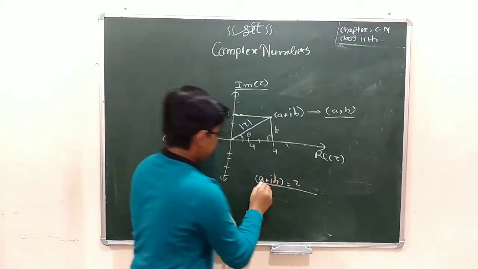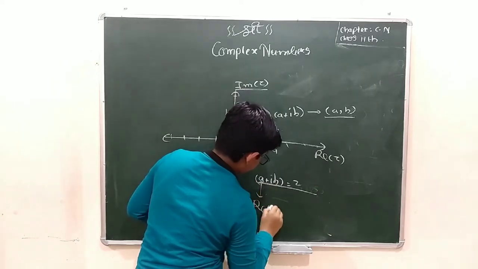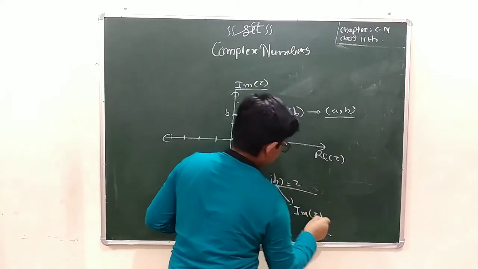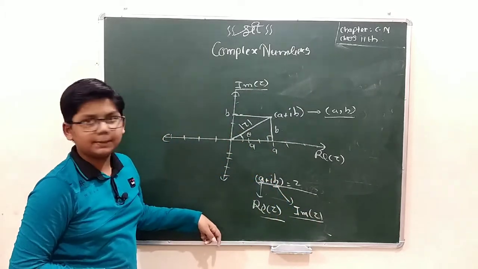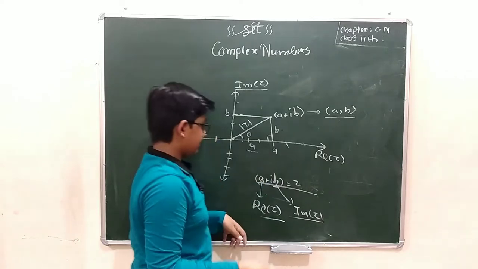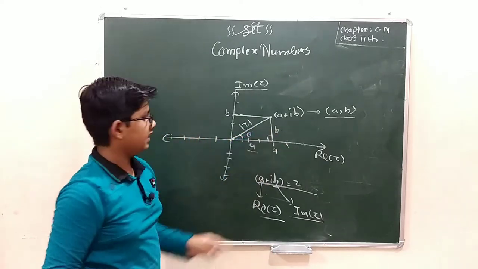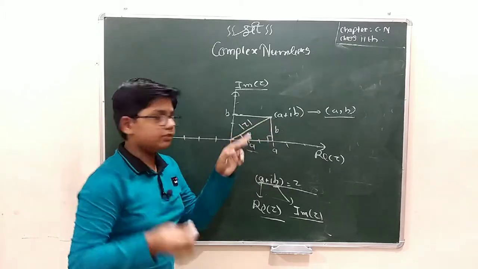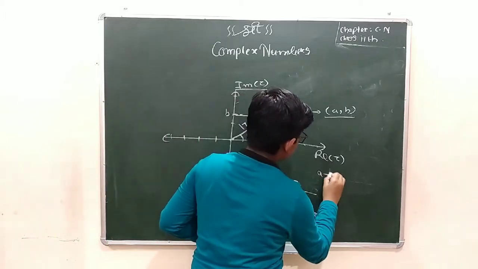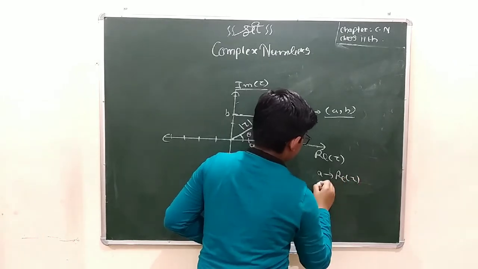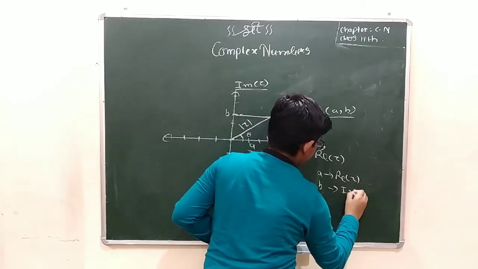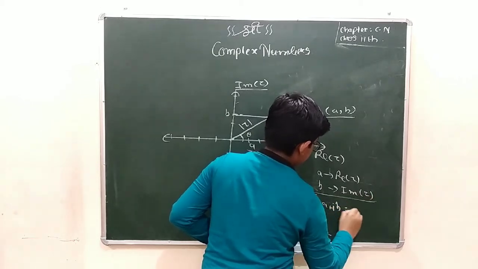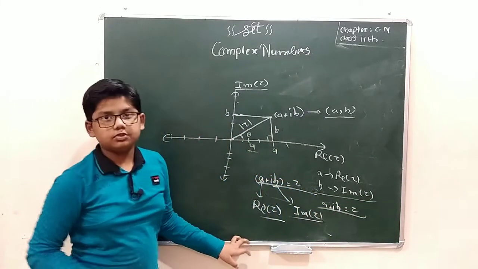We can write a as the real part of z and b as the imaginary part of z. But to make sense, we have to write a and b. If we write a and b, then a is the real part of z and b is the imaginary part of z, which means that the equation will be a plus ib, which is equal to z.